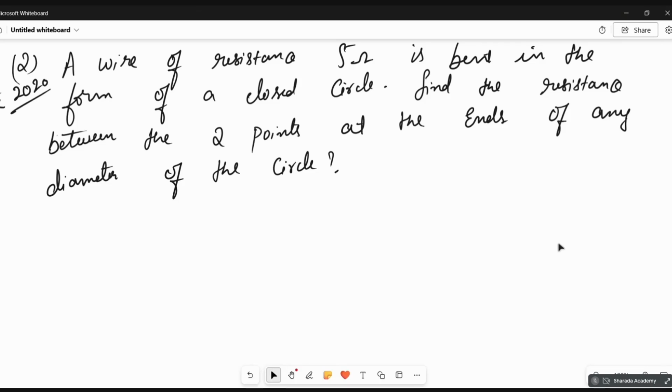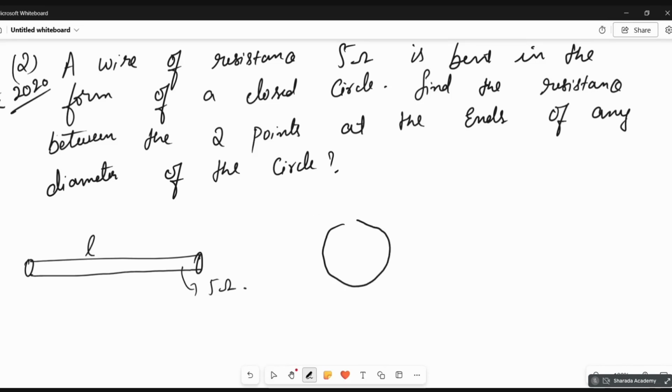A wire of resistance 5 ohms is bent in the form of a closed circle. So one wire is there, its resistance is 5 ohms. It will have some length L. Now I am trying to bend that into a circle. Same straight wire, I will bend into a circle. Now find the resistance between the 2 points at the ends of any diameter of the circle.